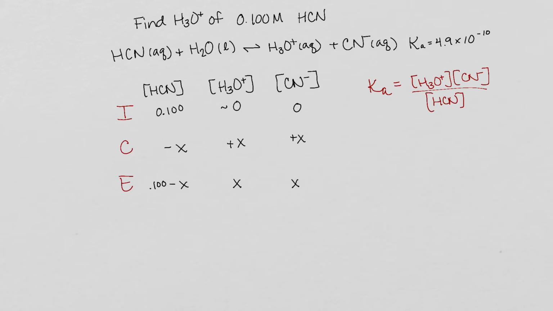Now we can take all of our values here and put them into our equilibrium expression. So we can set our Ka value of 4.9 times 10 to the minus 10th equal to x squared over 0.100 minus x. So that x squared comes from the fact that we have an x and an x here, and we're just multiplying those together because that's what the values are from our ice table. And so how do we solve this?